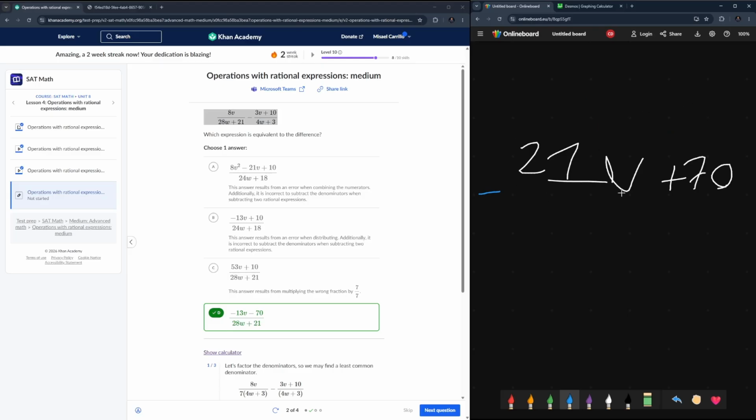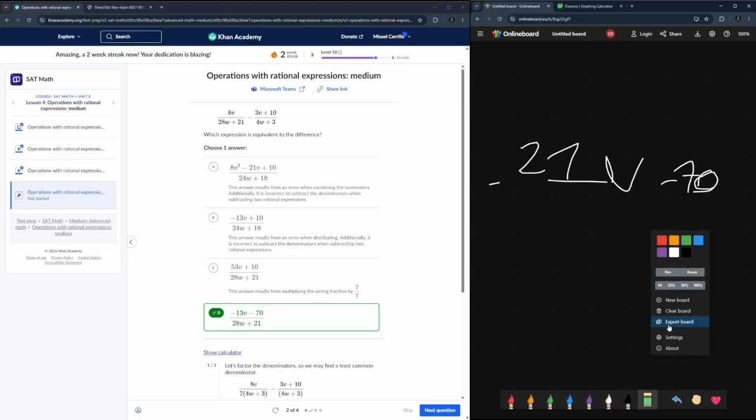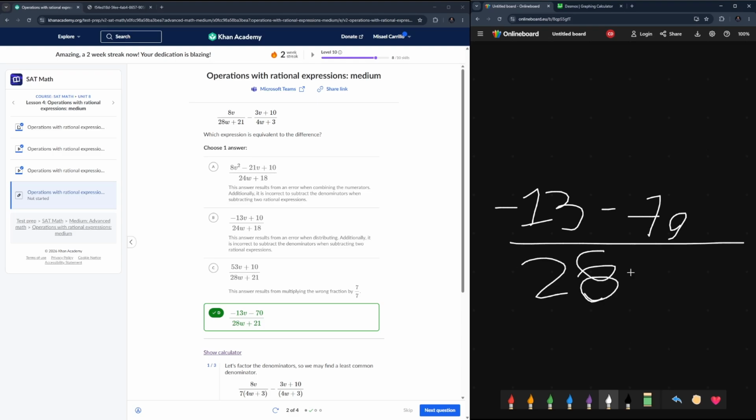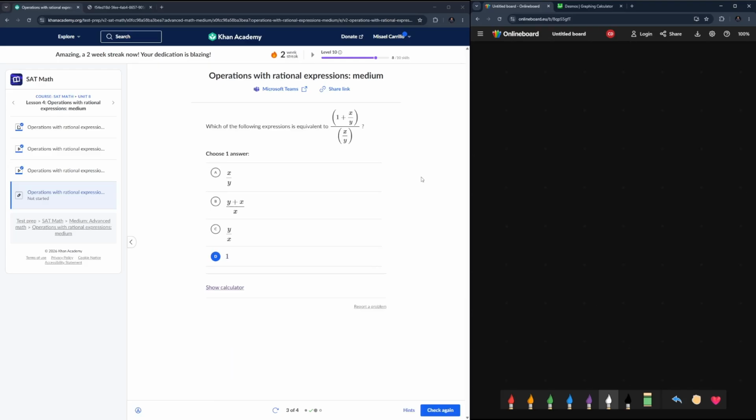So this 21 becomes negative 21, and minus times plus means minus. So that plus turns into minus 70. And then we have an 8 here. So 8 minus 21 makes it negative 13, right? So we have negative 13 minus 70, and our common denominator 28w plus 21, and you can see that matches option D.